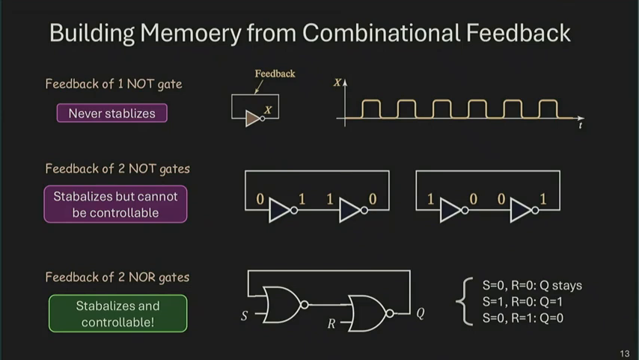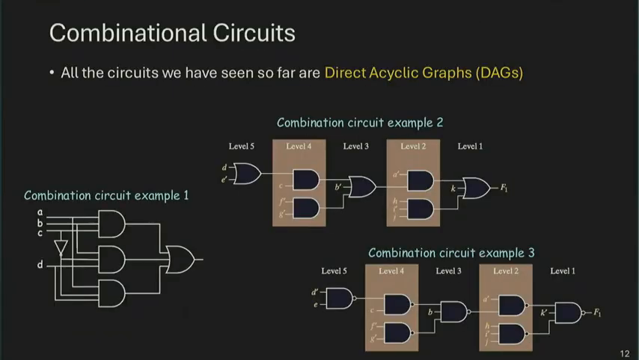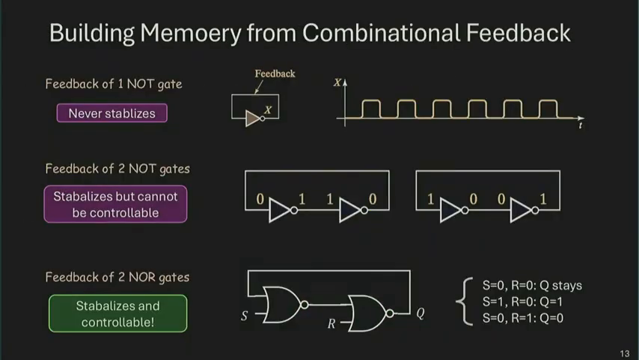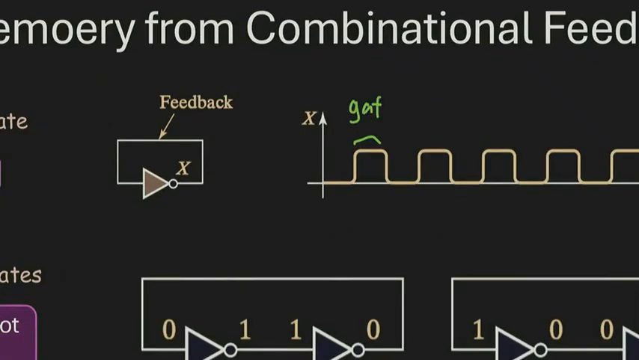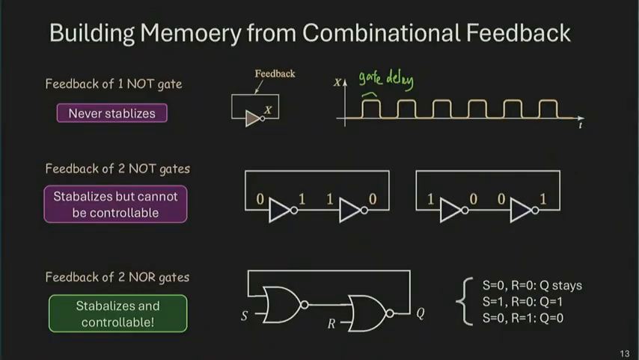But because it's an inverter, if the output is 0, next cycle, output is 1. After a little while, after another gate delay, output becomes 0. After another gate delay, output is a 1. So the output behavior is represented by that waveform, where this really corresponds to the gate delay. After every gate delay, the output flips between 0 and 1.